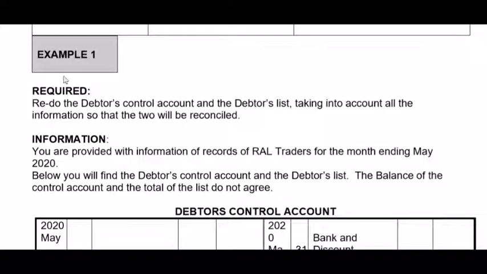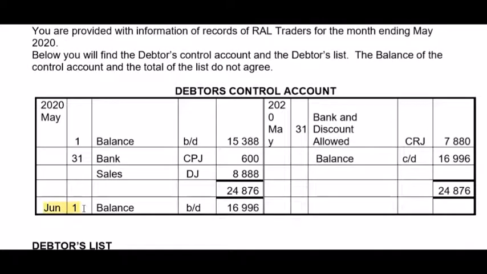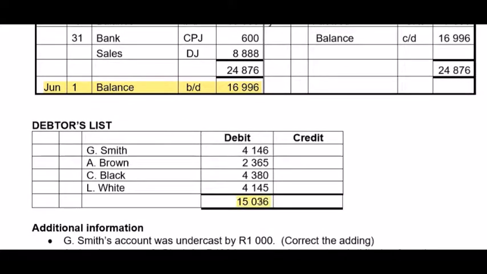In example 1, you are required to redo the debtors control account and the debtors list, taking into account all of the information so that the two will be reconciled. The reason why we need to reconcile them is if you look at the information, the debtors control account's balance on the 1st of June is 16,996 Rand, and the debtors list's total is 15,036. So these two are not equal, and therefore a reconciliation process must take place.